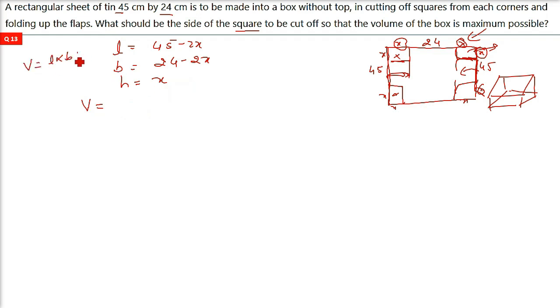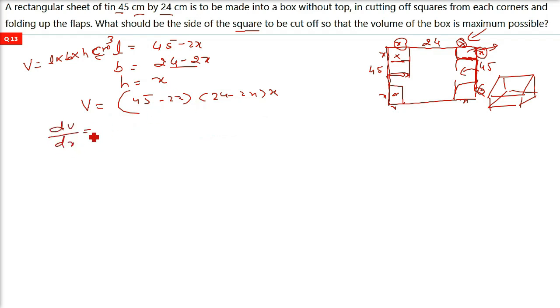Let us find out the volume now. Volume of any 3D object will always be in cubic units: length into breadth into height. We will multiply these 3, and that will indicate the volume of the final box that is formed. Now you need to multiply all these, or you can use the product rule. I am differentiating now.